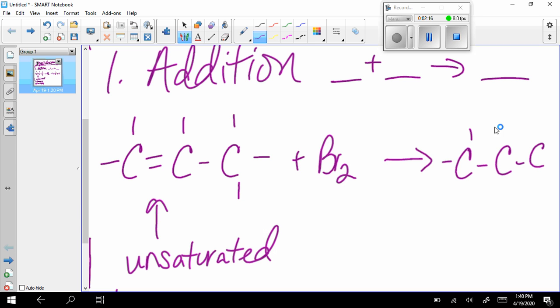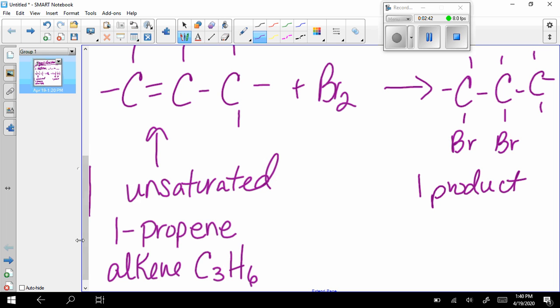And when I add this to it, what happens, first of all, the double bond breaks. I'm going to keep all my hydrogens in their same places. And when I break that double bond, I can add one of the bromines here, because now I have a spot for that 4th bond. And I can add the other bromine here, and there's a spot for that bond. So it worked out perfectly. I started with adding 2 things together. I only have 1 product. When you have addition, you just have 1 product. It's one of the easy identifying features.